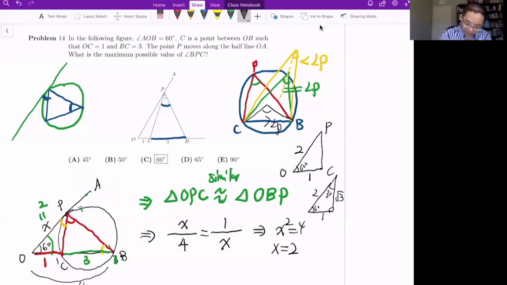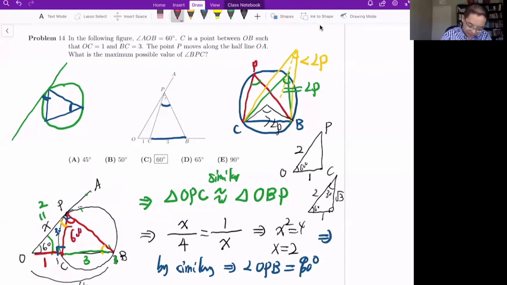So we get this one is a right triangle. It's 90 degrees. If this is 90 degrees, we get this one is 30, and by similarity, the angle OPB is also 90 degrees. Then we get the final answer. This one will be 60 degrees. So that's how we get 60.